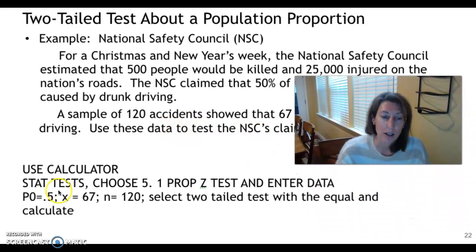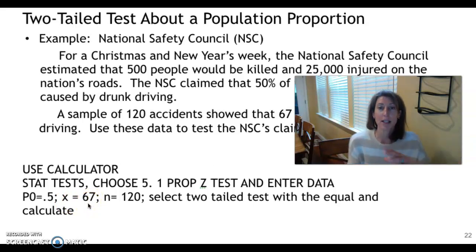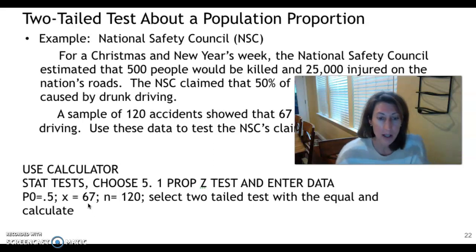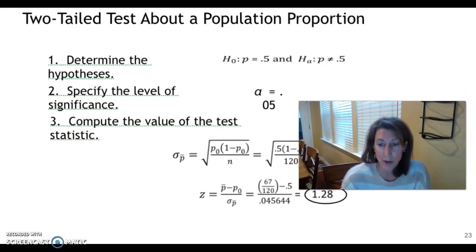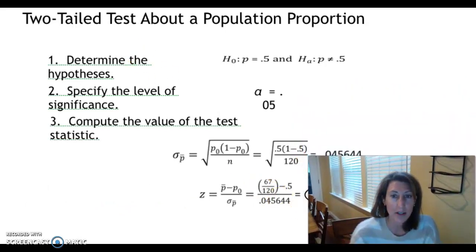Where do you go? You go to stat, test, choose 5, one proportion z-test, enter the data. It's going to ask you for your population proportion, that's 0.5. It's going to ask you for your x value, that's the sample count, so 67. Your calculator wants it in raw numbers, not percentages. N is 120, and then you're going to select a two-tailed test because you'll see on the next slide that that's what we're asking.